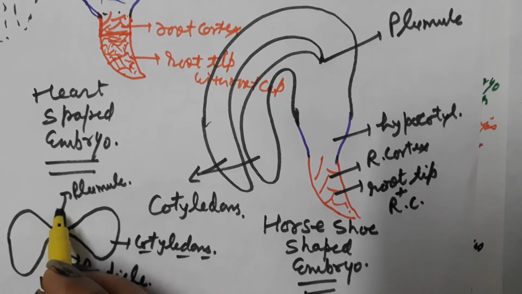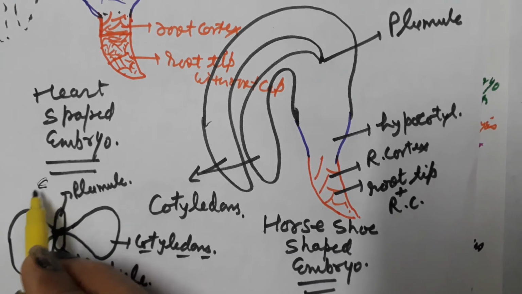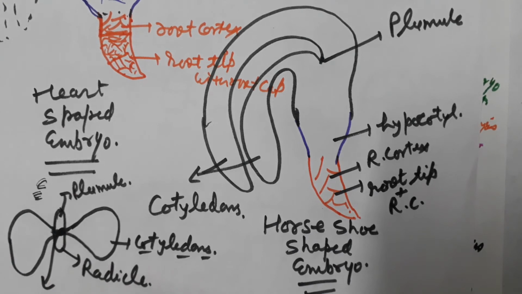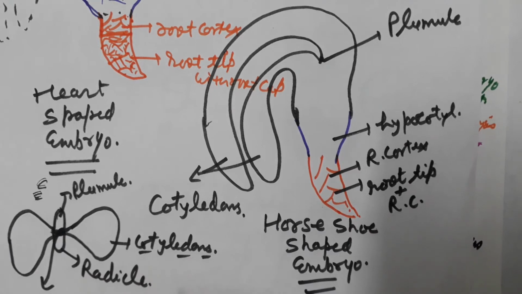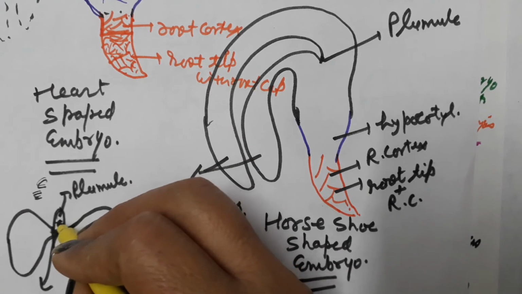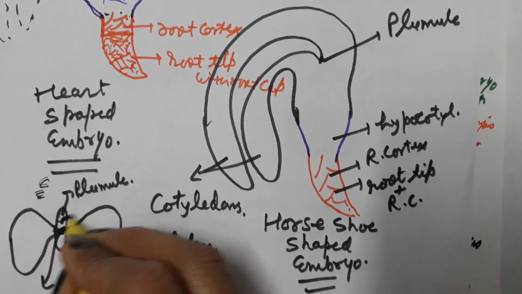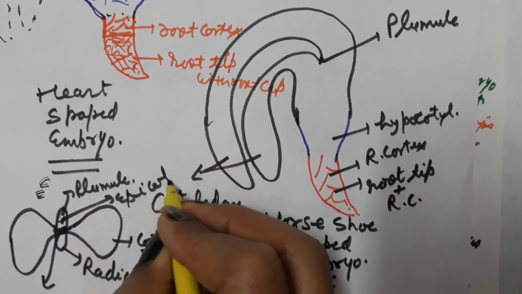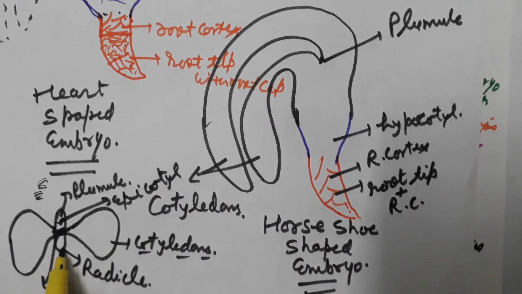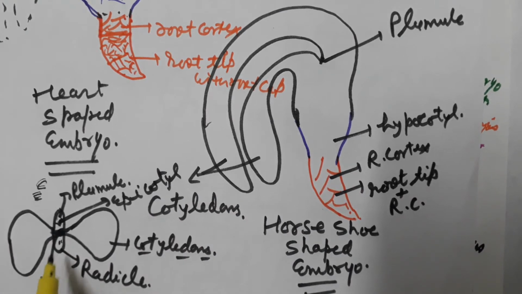Above the cotyledonary node, towards the chalazial end, the plumule is present. Below the cotyledonary node, towards the micropillar end, the radicle is there. The area present between the cotyledonary node and the plumule, this is the region I am talking about, is known as the epicotyle. And the area present between the radicle and the cotyledonary node, we call it the hypocotyle.